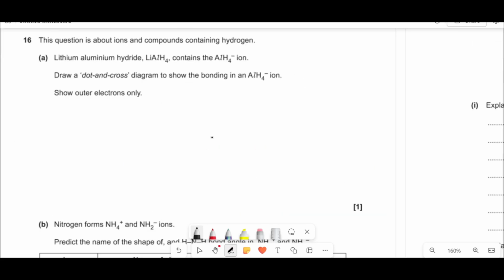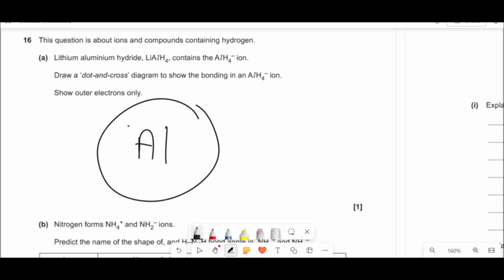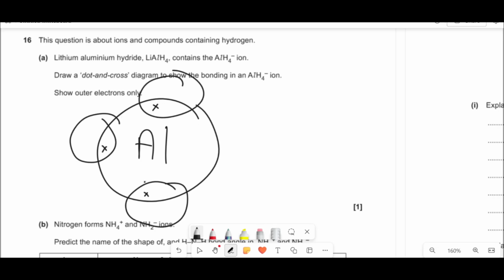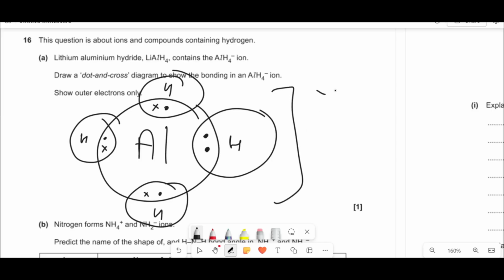This question is about ions and compounds using hydrogen. Lithium aluminium hydride contains the AlH4 minus ion. Draw a dot-and-cross diagram to show this and show the outer electrons. So aluminium likes to chill in group 3, right? So 1, 2, 3. But then it's got 4 H's on it. These are all covalent, so there are extras here. But then we still need 1 more H, but we don't have enough electrons for it. So there must be an extra electron here, and that's what gives you this.